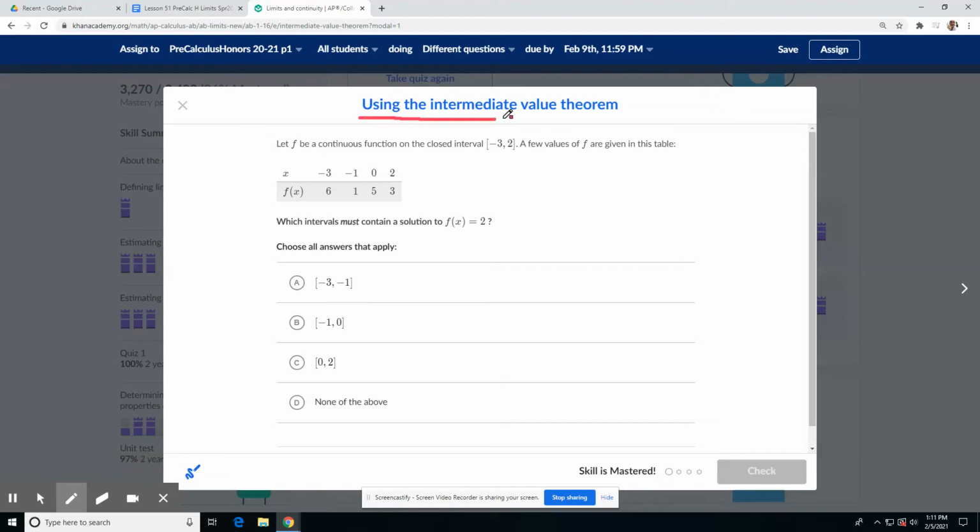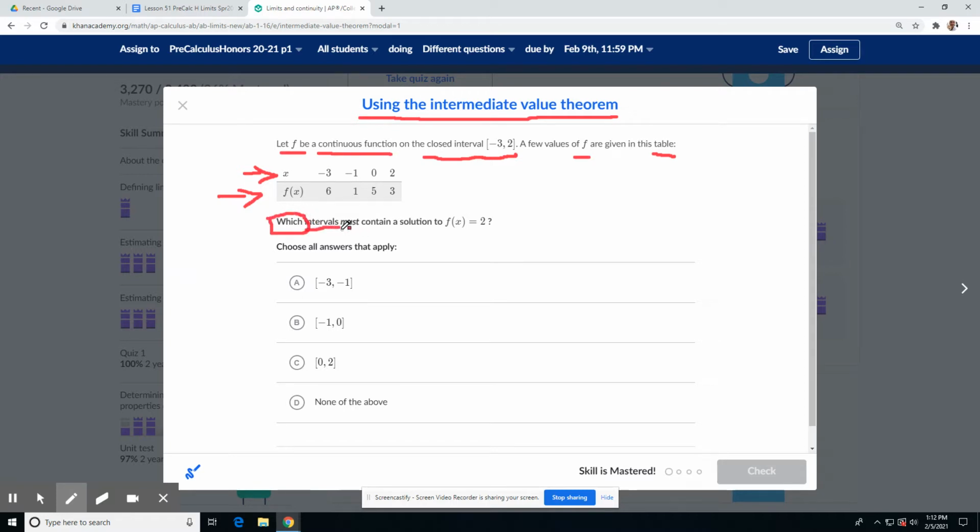We are using the intermediate value theorem. So let f be continuous on a closed interval from -3 to 2. And then they gave us some values of x in this table. Here are our inputs, here are our outputs.